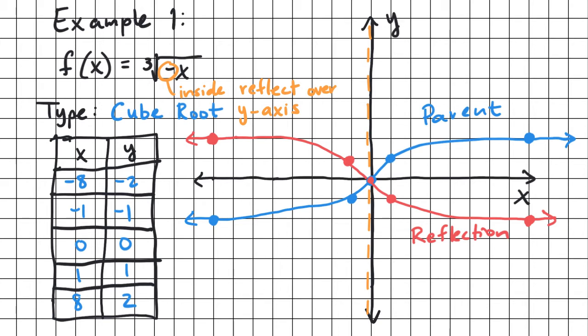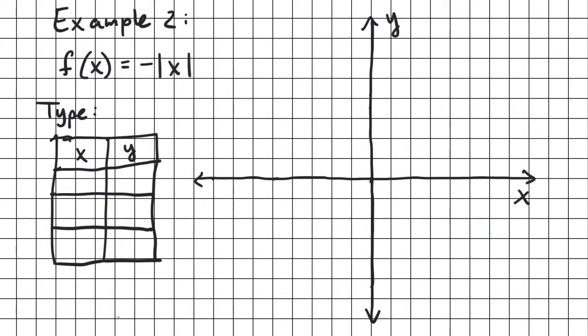Let's go to example 2. Okay, so this one is asking for the same thing. What type is it? And it is an absolute value. The points are -1, 1, 0, 0, 1, 1. And so that's this point 0, 0, -1, 1, and 1, 1.